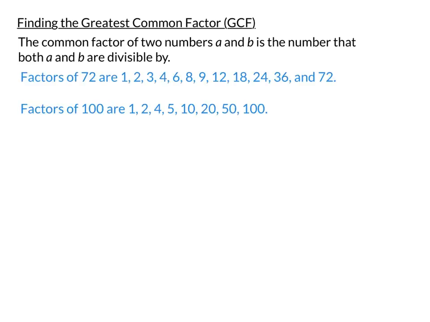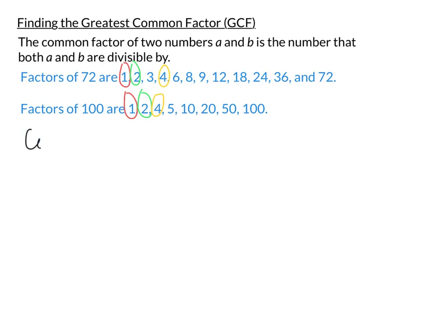Here are the lists of factors of 72 and 100. If you do not know how to find the factors, please refer to my video on finding factors of numbers. From here, you can see that there are some factors that are common to both of them. The first one is the number 1, and you can also see that 2 is common to both. And if you go down, you can see 4, and see if there are any more numbers that are common to both.